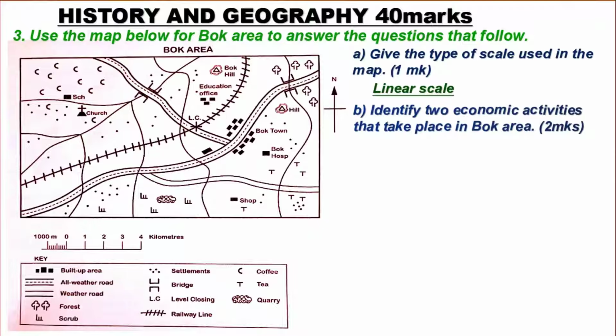Identify 2 economic activities that take place in Bok area. 2 marks. So how are we going to know the economic activities? Let us look at the crops. First of all, we have coffee and tea. That is crop farming. We also have the quarry. Quarry shows mining. So mining is also an economic activity.